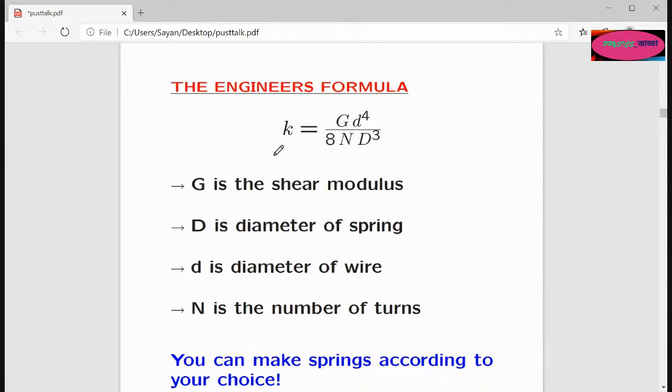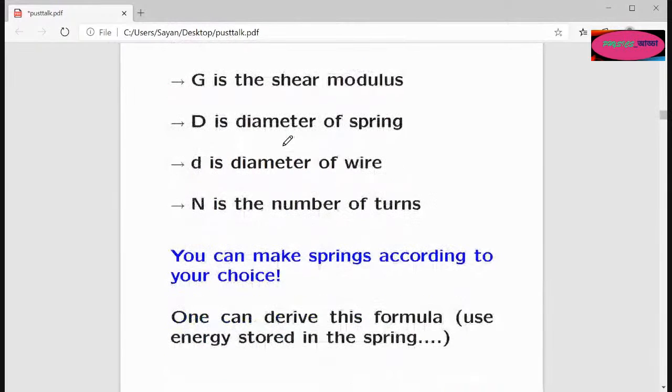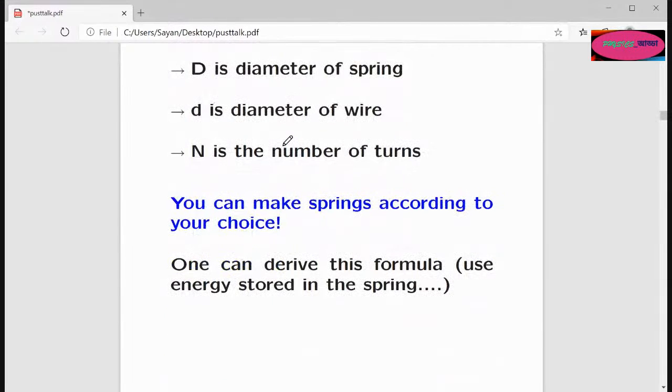So now I have a handle by which I can tune the value of K depending on these various quantities and the values I have chosen for them. And I can figure out the K that I desire for the situation that I want to use it for. And that is essentially the job of an engineer.